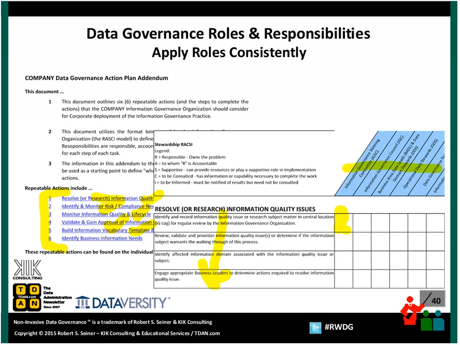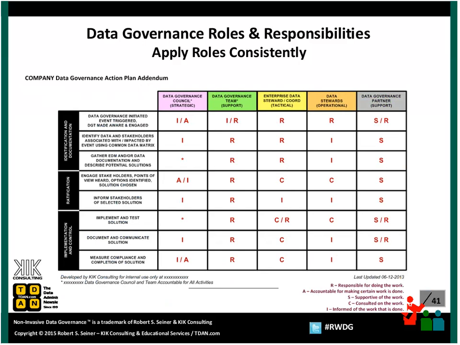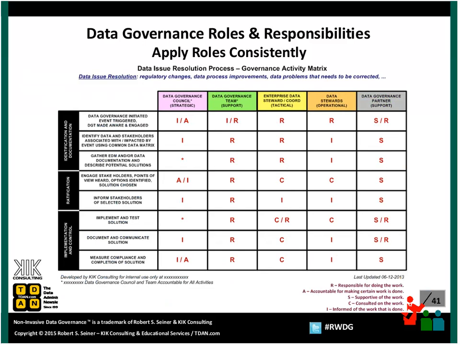We can put in these blocks who's responsible, who's accountable, who's consulted, and who's informed as part of those steps to apply governance to those specific processes. Another example of this is one that's used in a reactive sense, data issue resolution, where we have the steps of defining the problem, resolving the problem.